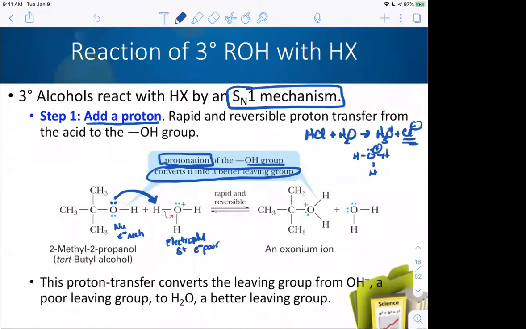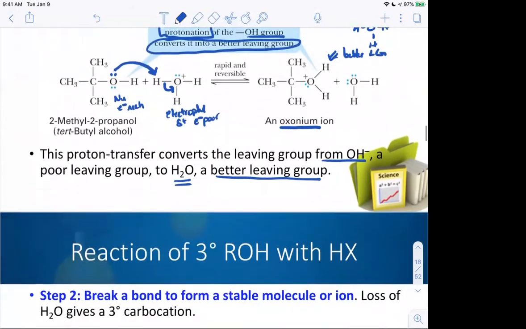So these electrons come out on the water. What I'm doing is I'm getting an oxonium ion and then neutral water. This now is a better leaving group because it is a neutral molecule that actually leaves. So this converts the leaving group from OH minus, which is a very poor leaving group, to neutral water, which is a much better leaving group.